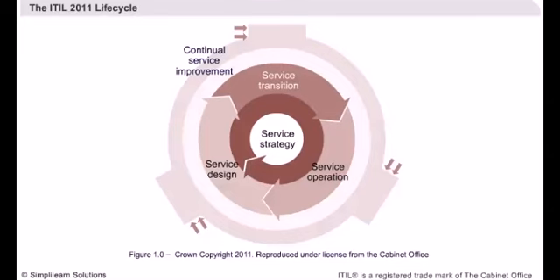The ITIL core consists of 5 publications as depicted in the figure. Each publication provides the guidance necessary for an integrated approach as required by the ISO IEC 20000 standard specification. Service strategy, service design, service transition, service operation, continual service improvement. Each publication addresses capabilities having direct impact on a service provider's performance.